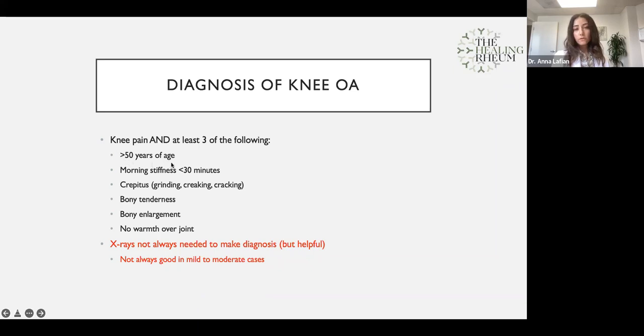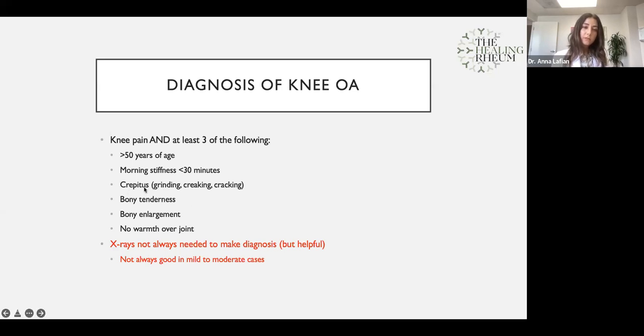If the patient is over 50 years of age, if there is morning stiffness in that joint, but it's less than 30 minutes. And this is important because most of the time, if it's more than 30 minutes, we're concerned about some sort of inflammatory issue, or it could be something like gout or pseudogout, or sometimes an infectious joint. So morning stiffness of less than 30 minutes, or that usually improves with a few steps or a little bit of stretching, is a good clue as well.